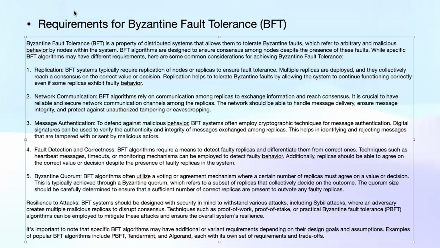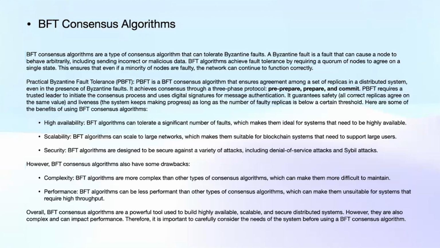So these were the requirements needed for BFT. Moving on to the next slide is the algorithm. What we are using is just PBFT. PBFT mainly has three phases in its life cycle. The first one is prepare, then commit. It requires a trusted leader to initiate a consensus process and uses digital signatures for message authentication.